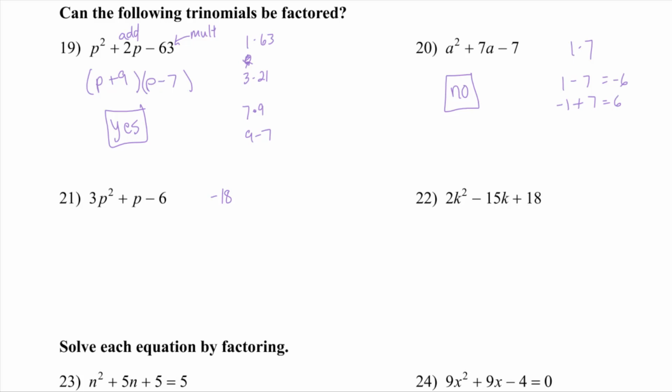We need to say 3 times negative 6 and get negative 18. Is there anything that multiplies to get negative 18 that adds to get 1? Since remember there's that invisible 1 in front of P. So basically, do any of these subtract to give us 1? Our closest option is 3 and 6, and that doesn't work. So no, this doesn't factor.